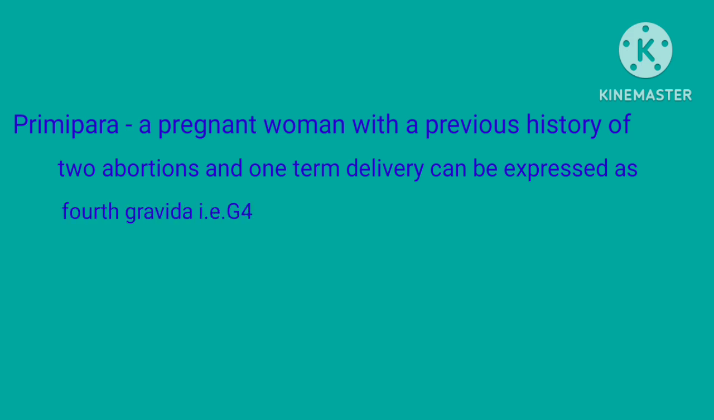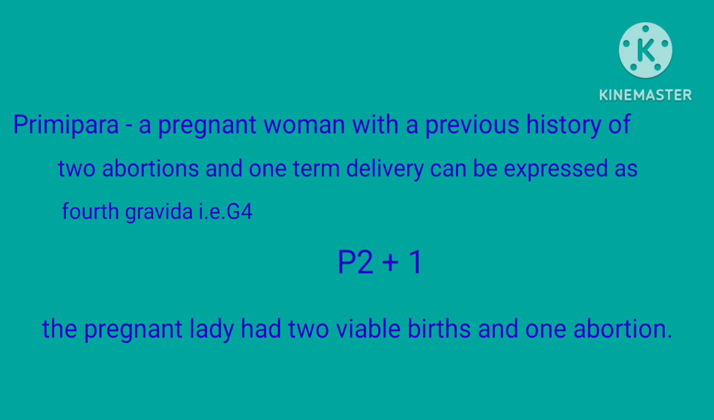This can be expressed as 4 gravida, or we can write G4. That means the woman became pregnant 4 times. In clinical practice, to summarize the past obstetric history by 2 digits, the first one relates to viable births and the second one relates to abortion, connected with a plus sign affixing the letter P. This we can write like this: P2+1. That means the pregnant lady had 2 viable births and 1 abortion.